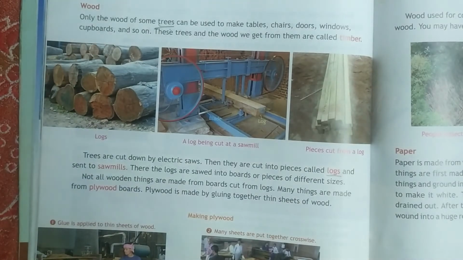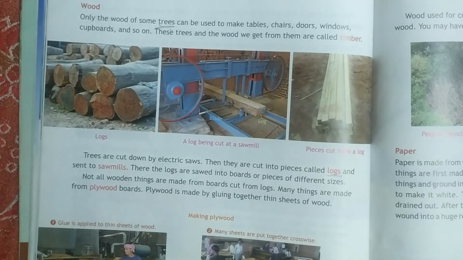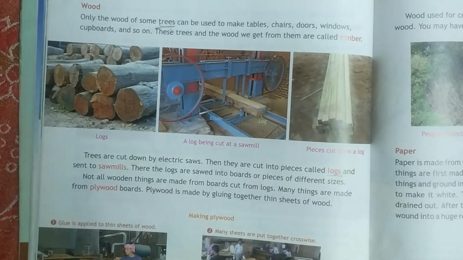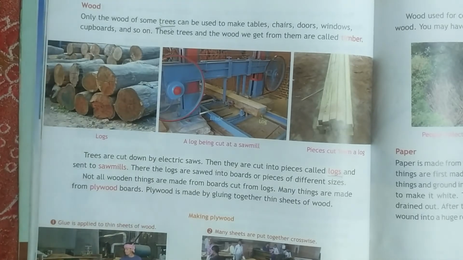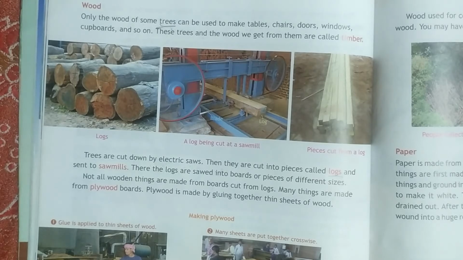First trees are cut down by electrical saws, and then they are cut into pieces called logs, and then they are sent to sawmills, and there the logs are sawed into boards or pieces of different sizes. Not all wooden things made of boards are cut from logs. Many things are made from plywood also. What is the difference between wood and plywood? We'll see that now.